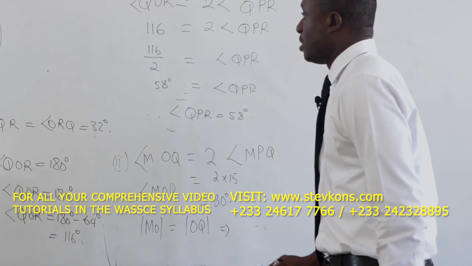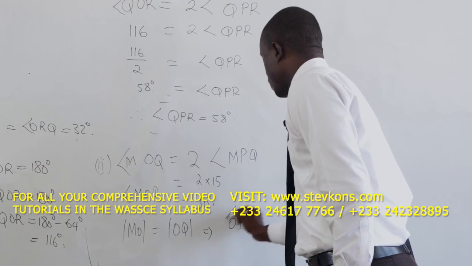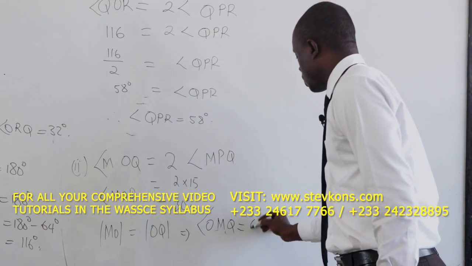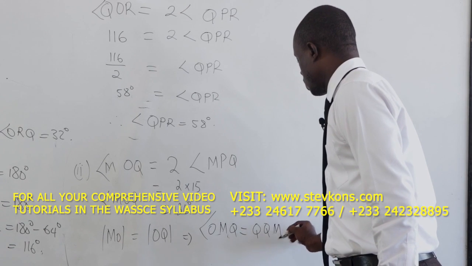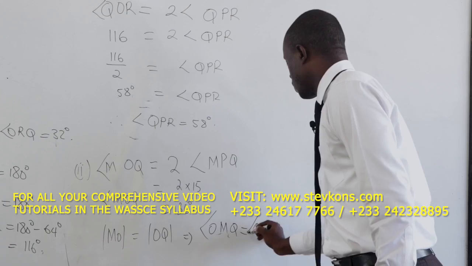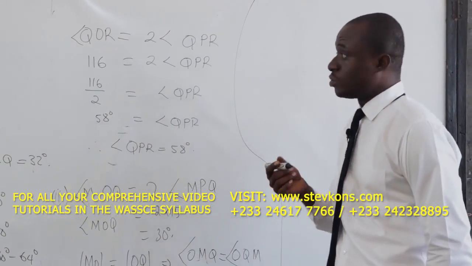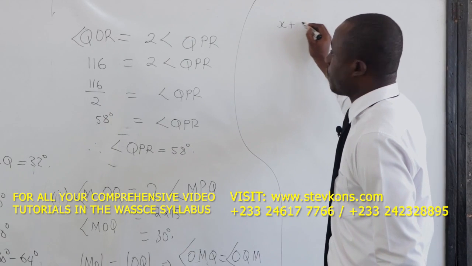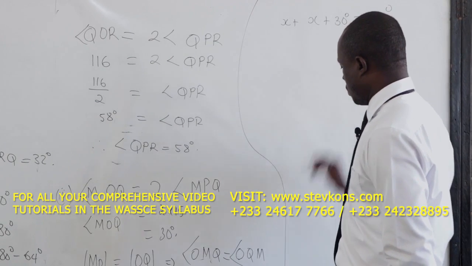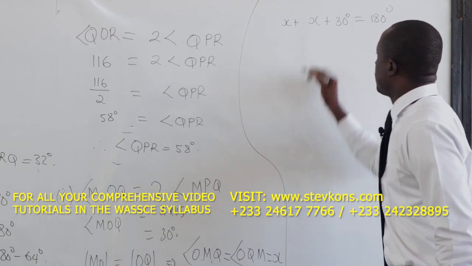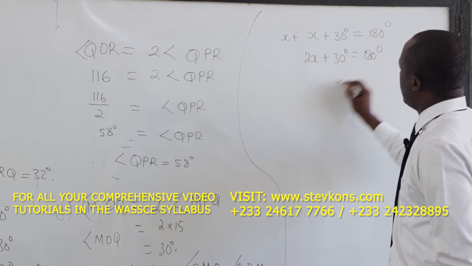And this implies that OMQ is equal to OQM. Now, we have an isosceles triangle there. Sum of angles in the triangle equals what? 180. So we have x plus 30 degrees equal to 180. This is the same as x. Now we have 2x plus 30 degrees equal to 180.